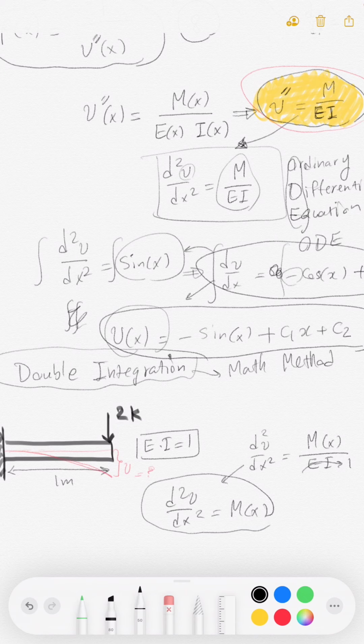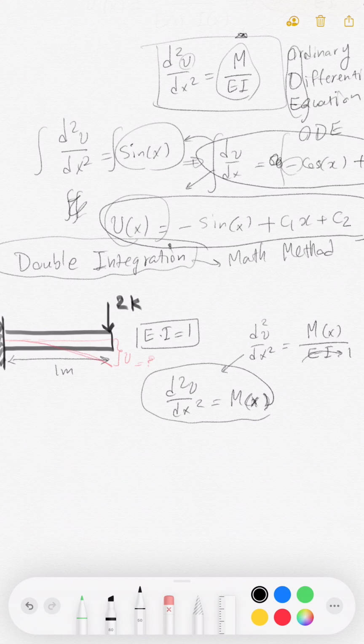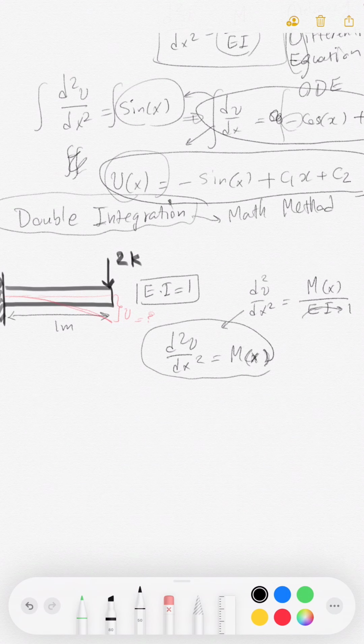In this example, what should I do? Well, I know that you guys know the answer. You have to find moment versus x, or you have to plot the moment diagram, right? So let's do that. If I want to do that, I make the FBD.